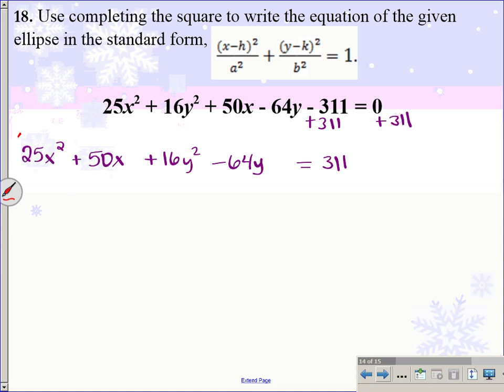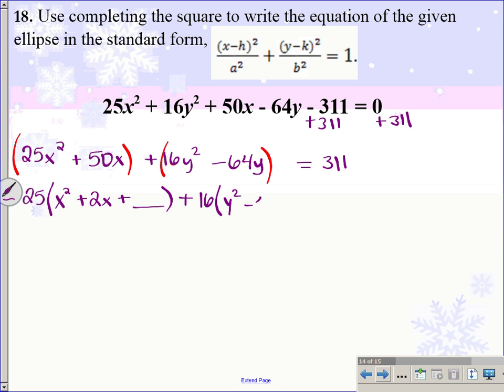So when I group together my x's and my y's, I need to complete the square in each of these groups. So I need to factor out the leading coefficient. From the x's, I'm factoring out the 25, and that leaves me with x squared plus 2x plus blank to complete the square. From my y's, I'm factoring out a 16. So plus 16 times y squared minus 4y plus blank to complete the square equals 311 plus blank plus blank. I'm going to put those there so I don't forget to add them to both sides.